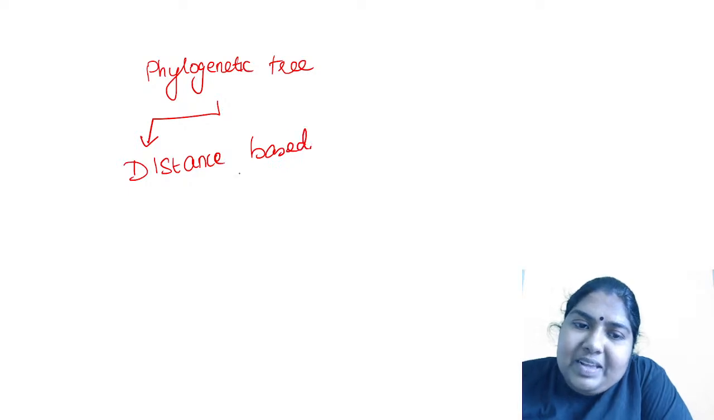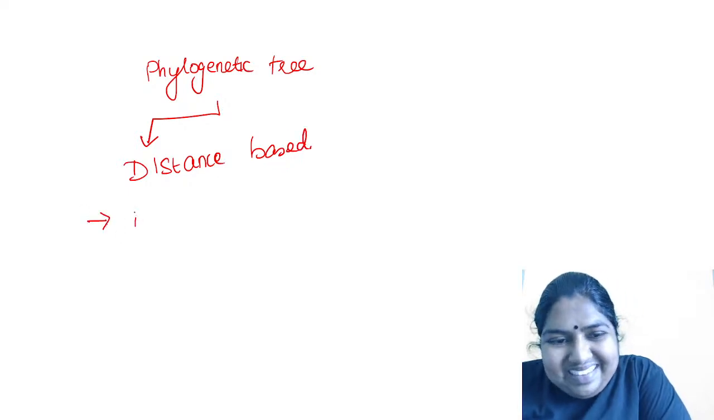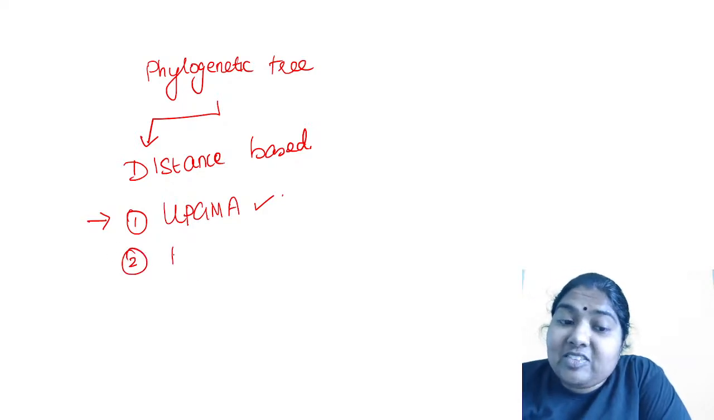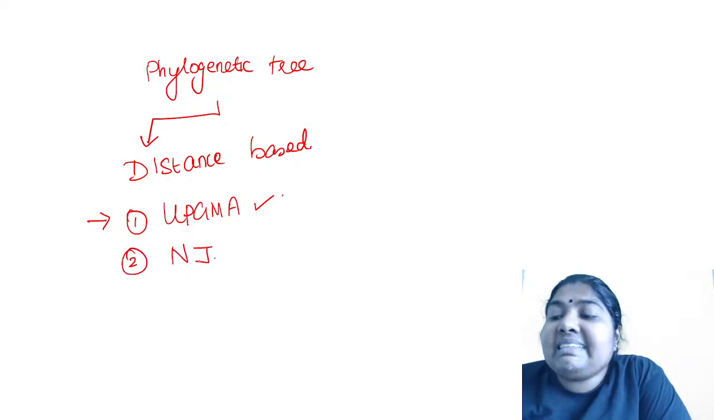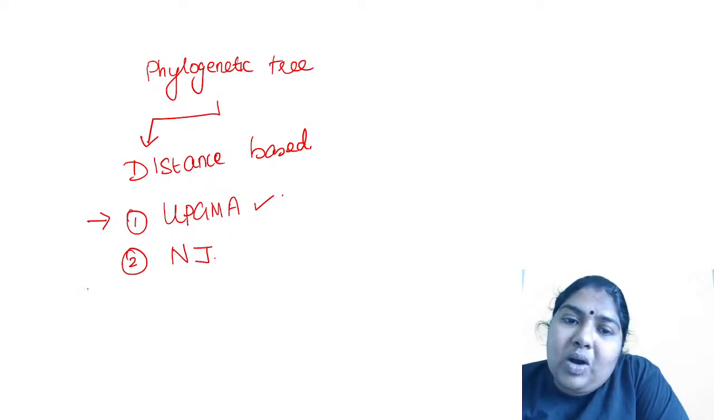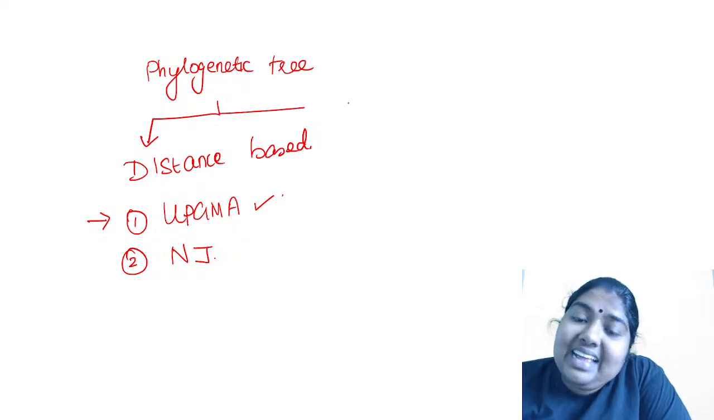Under the distance based method, remember the first one is going to be UPGMA. We could have done a few problems on this also. UPGMA based method. Correct, no? Yes. Next is going to be the NJ method, the neighbor joining method. So these two are coming under the distance based methods.